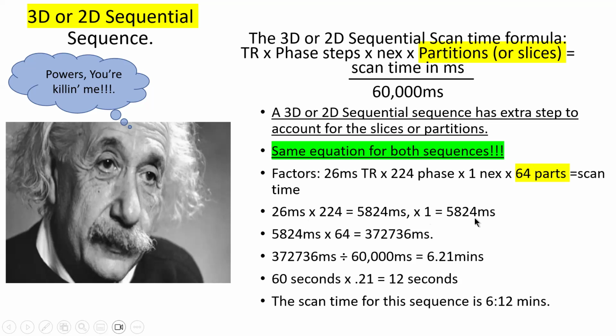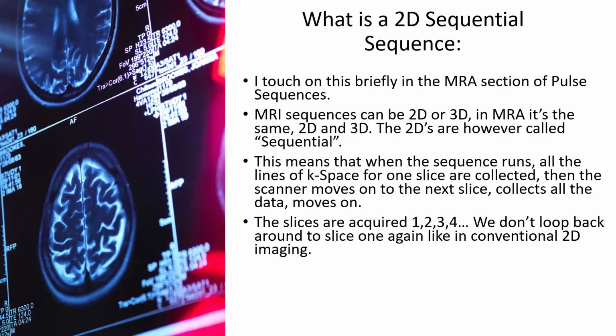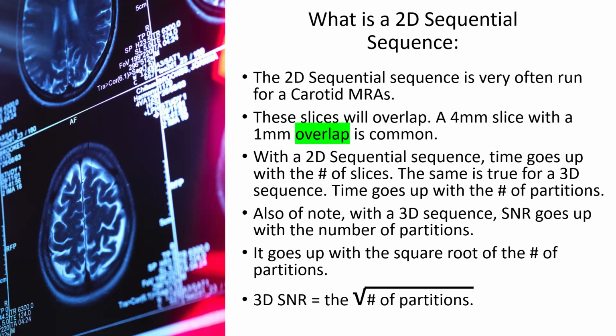Multiply that, you get 373,736 milliseconds. Divide it by 60,000, that comes out to 6.21 minutes. Convert it down to seconds. The key term here is they might tell you 3D, and then you have to start looking for partitions. If they say sequential, it's going to be locations or slices. So just make sure you read the whole question and pick out the key words here.